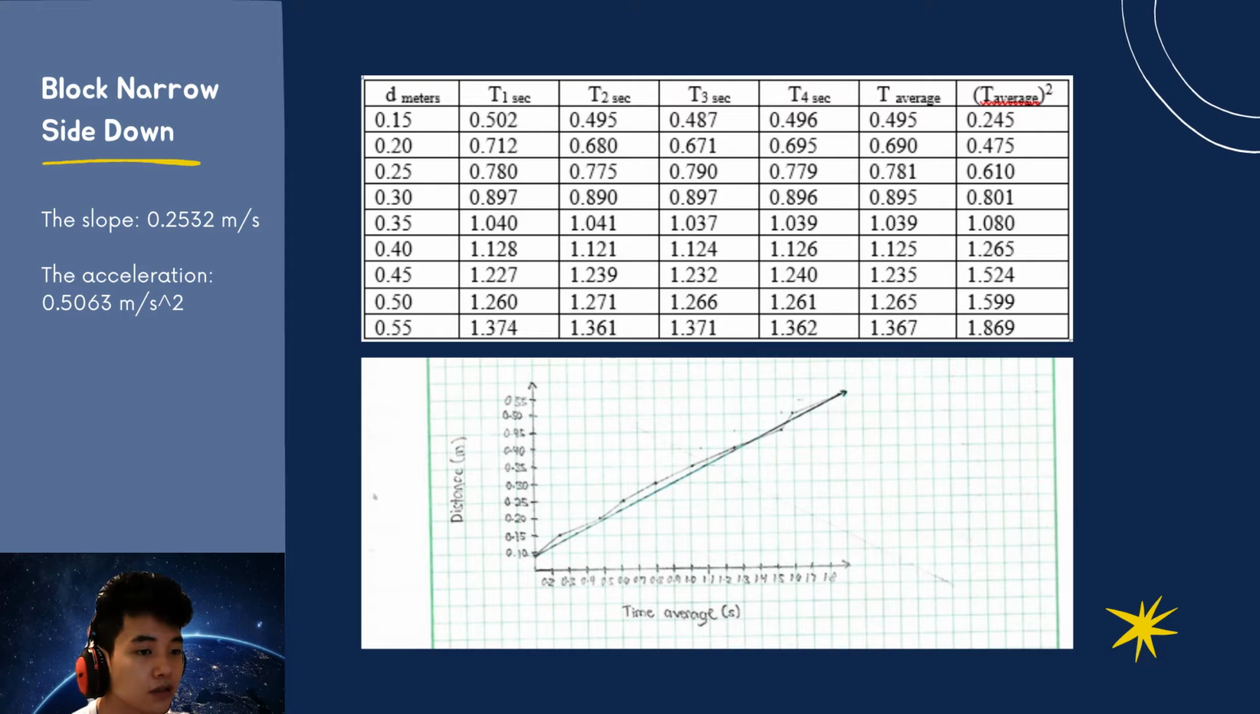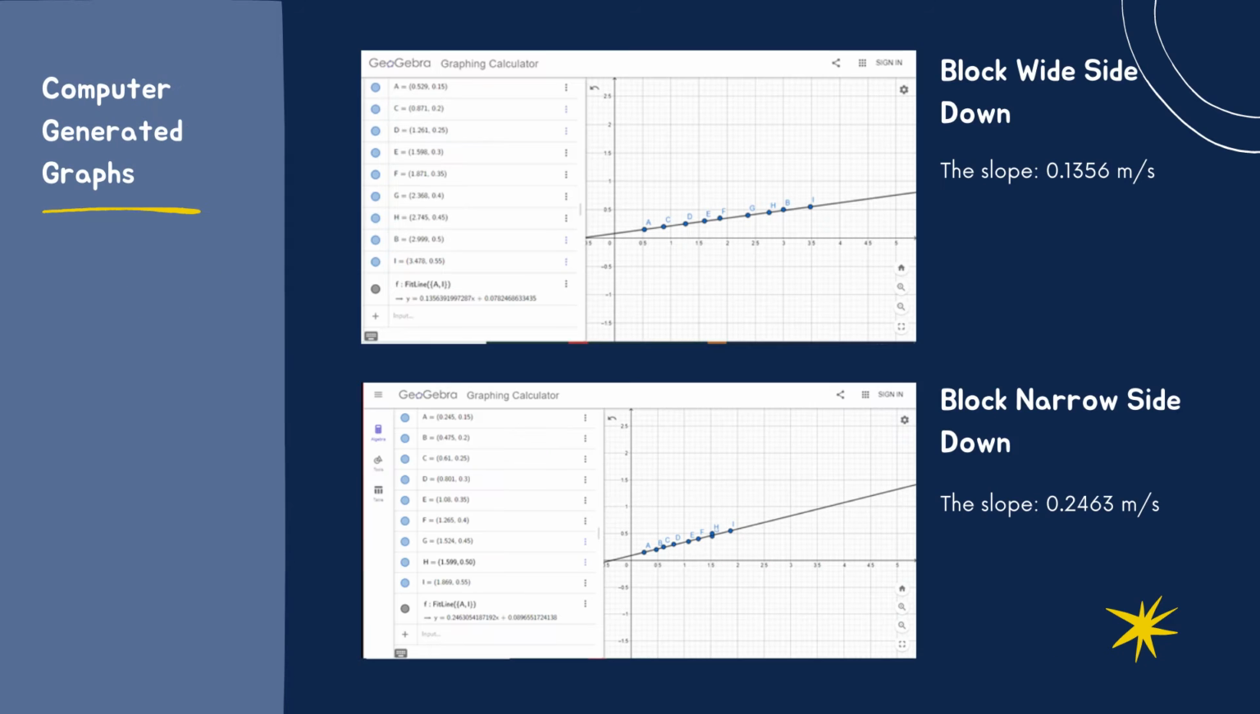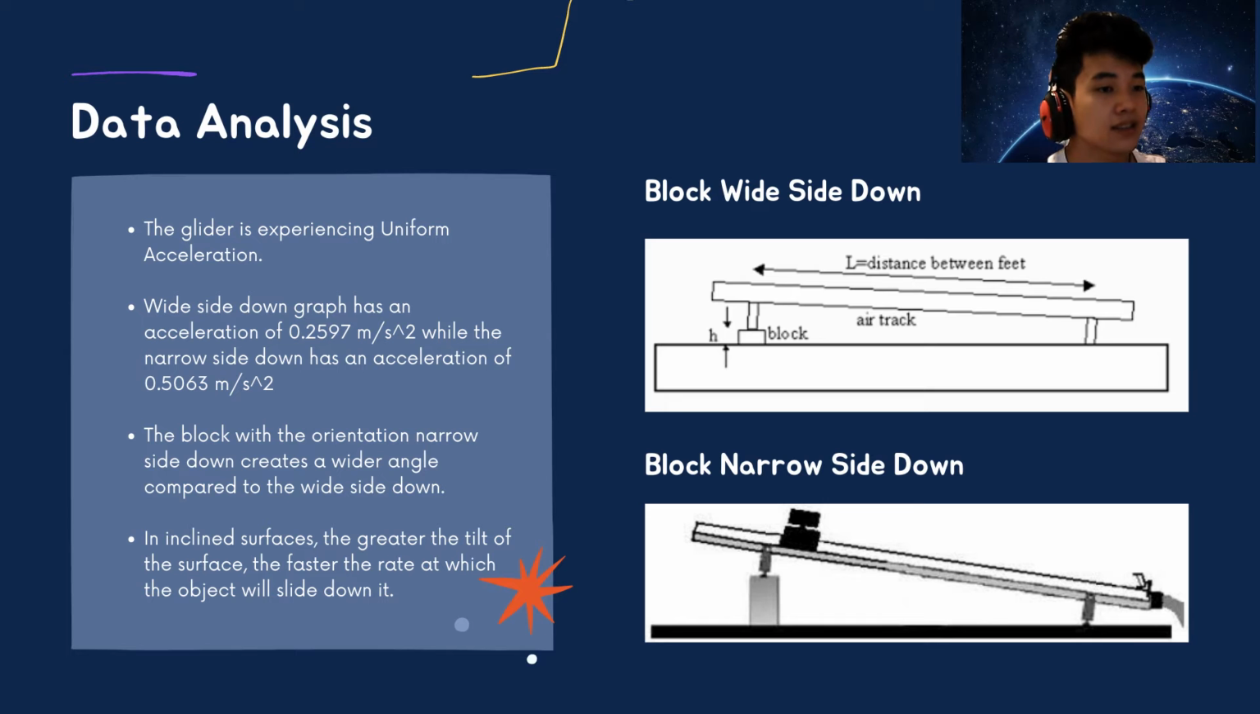Its slope is 0.2532, and its acceleration is 0.563 meters per second squared. Going into the data analysis, the accelerations of both graphs were different. The wide side down graph has an acceleration of 0.2597 meters per second squared, while the narrow side down has an acceleration of 0.5063 meters per second squared.